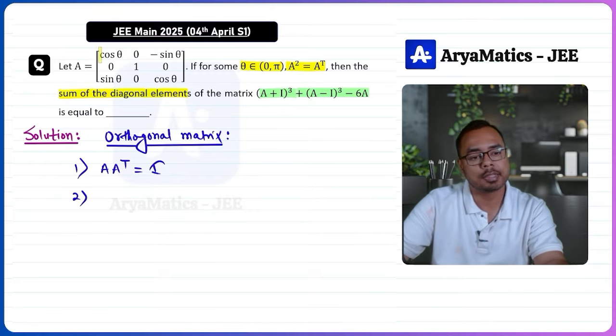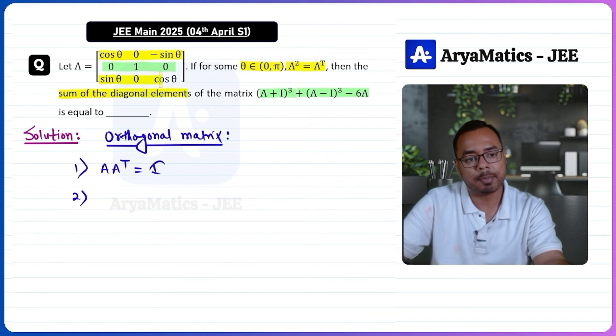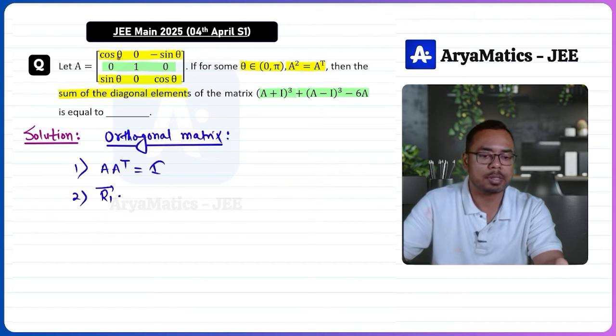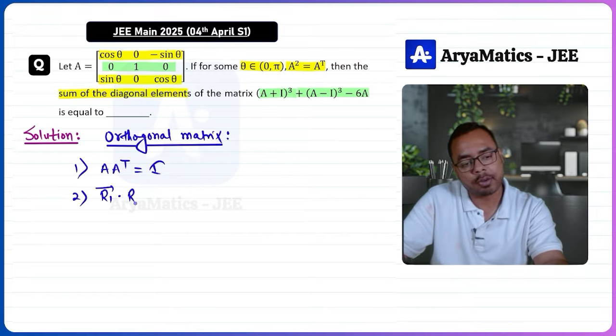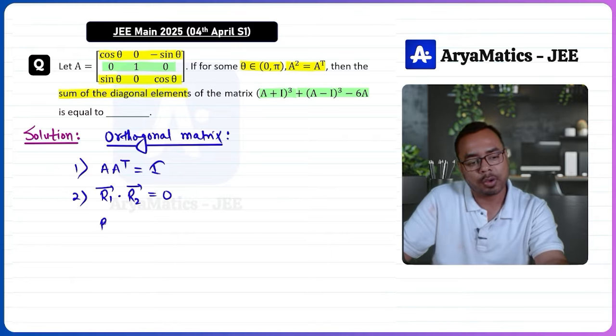For example, here let us say this is R1, this one is R2, and finally this one is R3. Now if you take R1 dot R2, let us say R1 is this vector where we have cos theta, 0 and minus sin theta as x, y and z component. So if I take R1 dot R2, then we should get a 0. Clearly you can see cos theta into 0, 0 into 1, and then minus sin theta into 0. Or if you take R1 dot R3, then also the result will be 0.